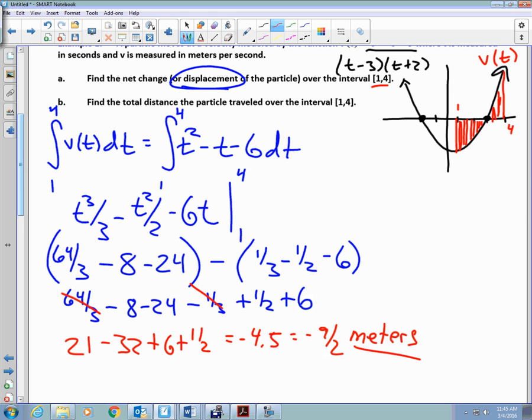All right. So now we got to do B. B says find the total distance. What's different about that question? Okay, displacement. Okay, but total distance, it would take this and add it to the absolute value of that, correct? Take out your calculator.